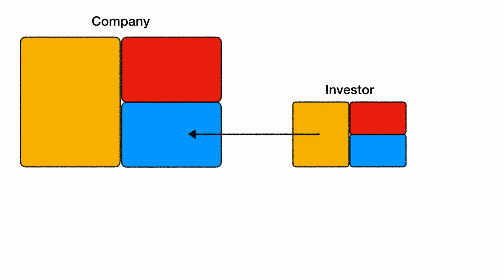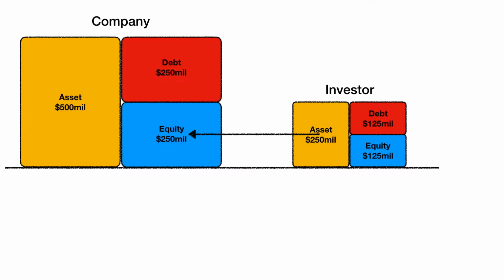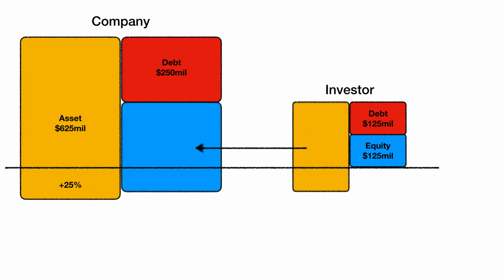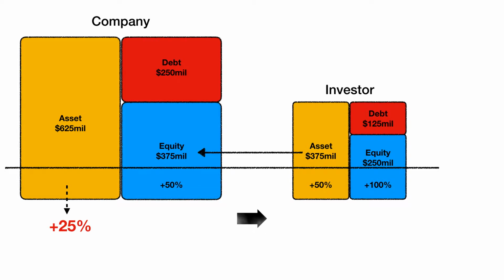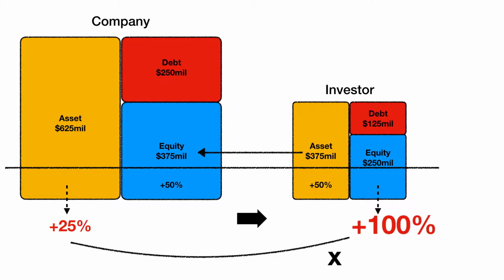With 50% debt, when the company's asset value increases by 25%, the company's equity, as well as the investor's asset, increase by 50%. As a result, the investor's equity grew by 100%. Only a 25% increase of the company asset results in a 100% increase in the investor's equity. The investor's equity is 4 times more sensitive than the company's assets.